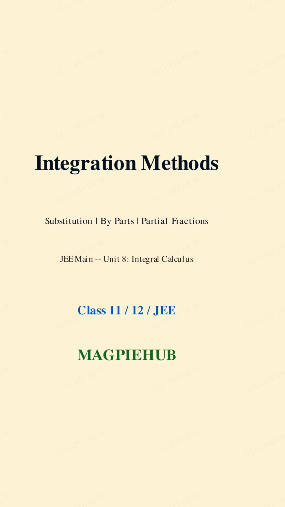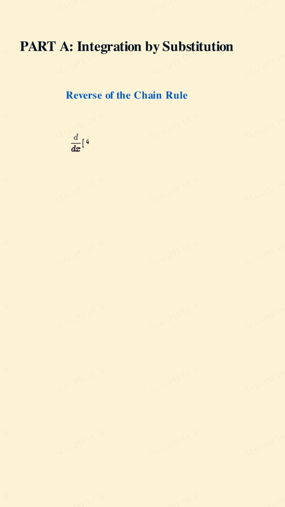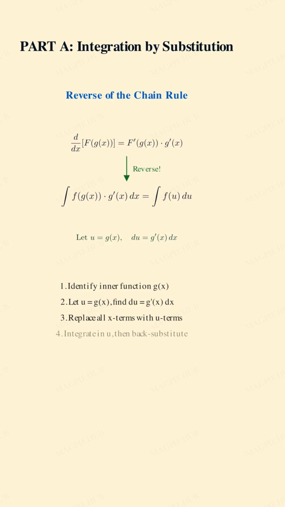Integral calculus. Part A. Integration by substitution. This is essentially the reverse of the chain rule. Recall that the chain rule says, the derivative of f of g of x equals f prime of g of x times g prime of x.